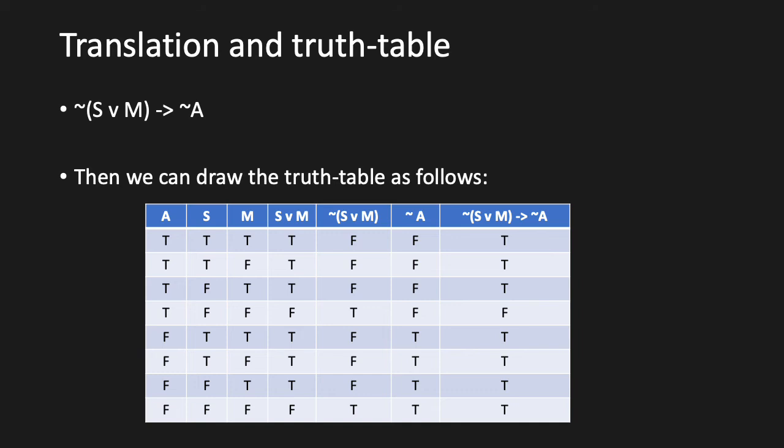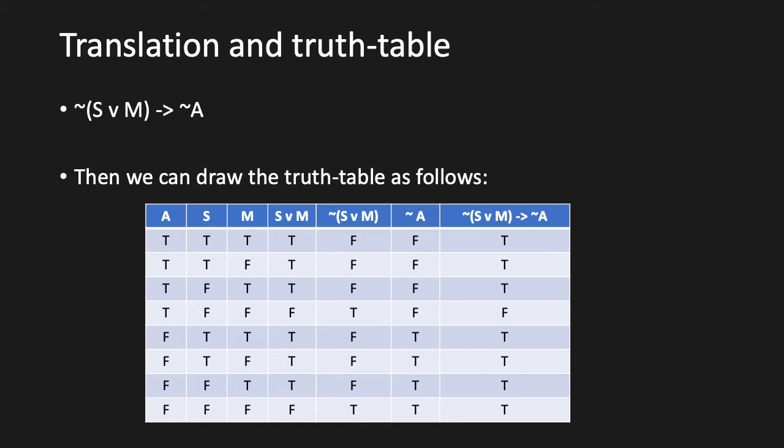So that's why you have 8 rows. And the first row says A is true, S is true, M is true. And similarly for the other rows. All right. To fill out the column for S or M, you should just take a look at the S and M part of the truth table. This should be all familiar. You can check your answer with this table. So I won't go through all of this.